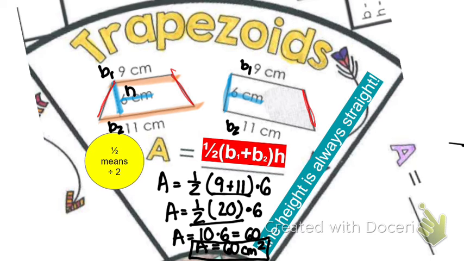Trapezoids are a little more complicated, but just don't overthink it. The main thing with any areas is you never, ever use the slanted sides. It's always going to be the straight up and down ones, and make sure that your bases are parallel to each other, so they're straight across from each other.